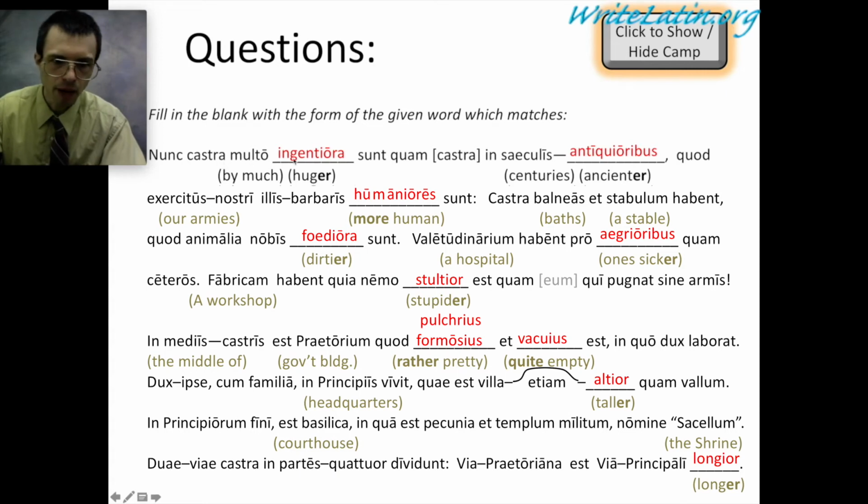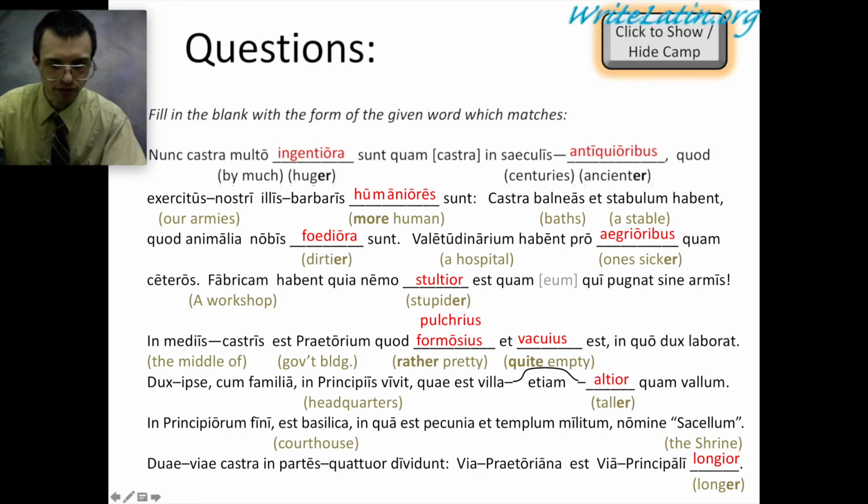Now camps by much are huger than camps in centuries ancienter, because our armies than those barbarians more humane are. The camp baths and a stable has, because animals than us dirtier are. A hospital it has, for one sicker than others. A workshop it has, because no one stupider is than him who fights without weapons.